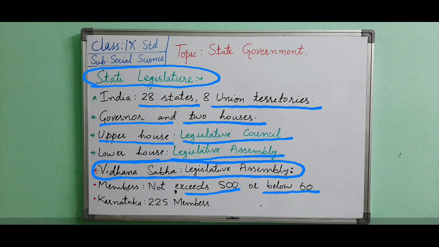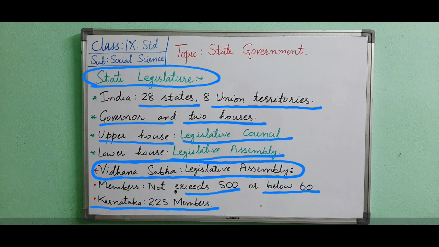However, the number of seats in a small state is less. For example, Mizoram and Goa have 40 members each. The Vidhan Sabha in Karnataka has 225 members. 224 members are elected, whereas the Anglo-Indian member is nominated by the governor.